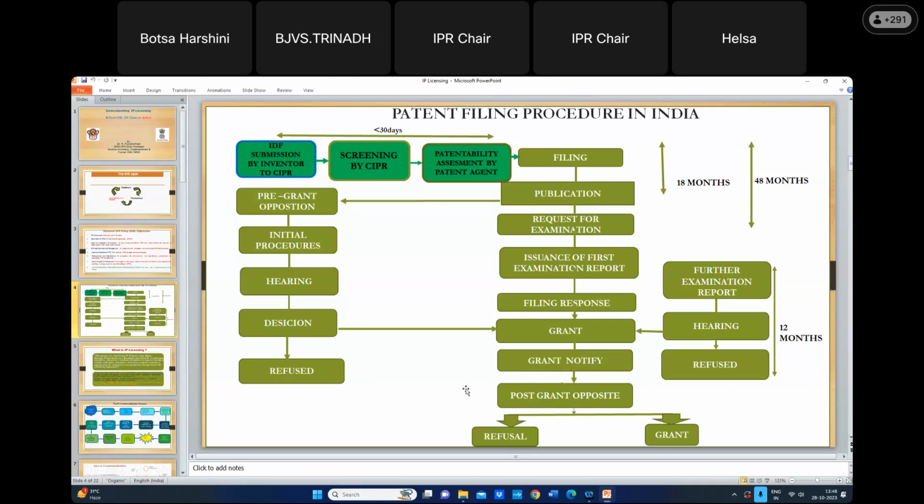So this is the simplest process of getting a patent. But as a university, as a research institution, what you need to do, it is always better to use some kind of expert opinion.